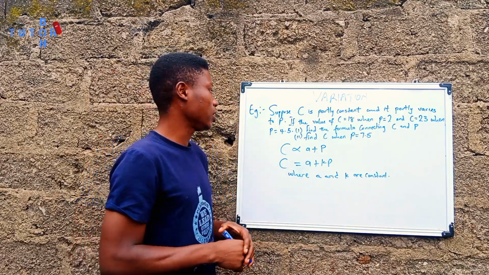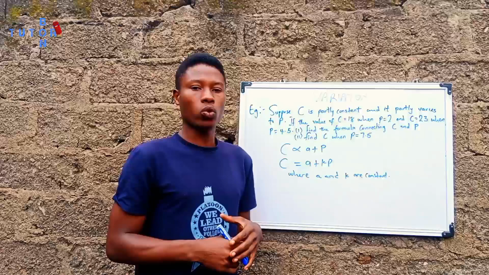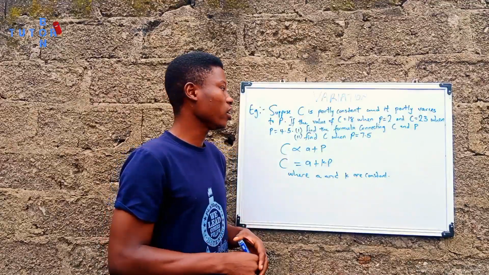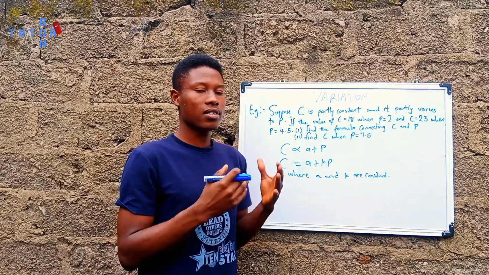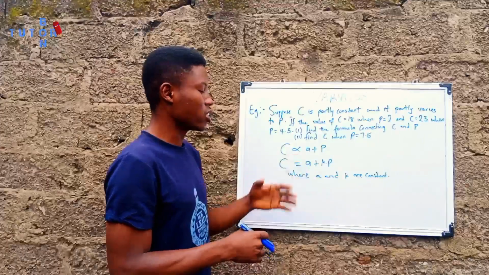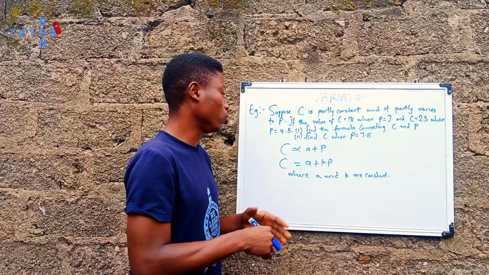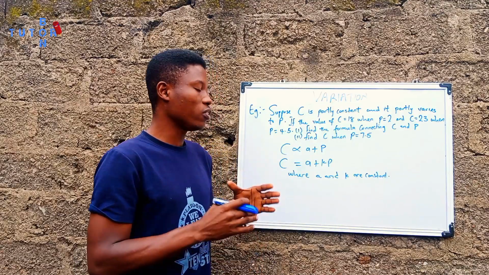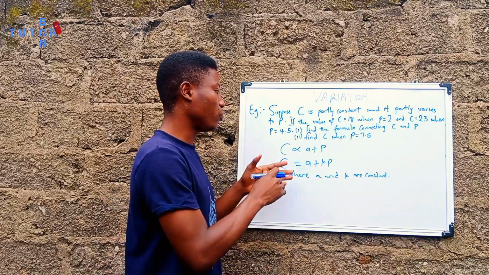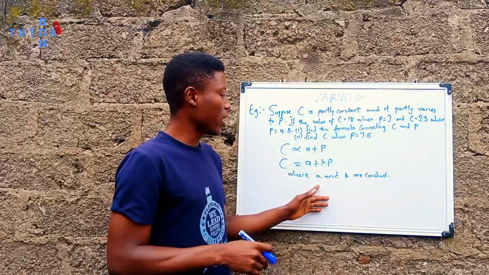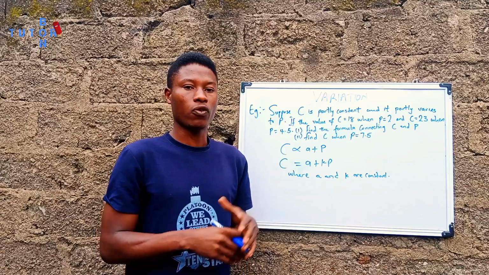The question now moves forward and says, if the value of C equals 18 when P equals 2 and C equals 23 when P equals 4.5, find the formula connecting C and P. Truly, this is an expression connecting C and P, but we have a lot of undefined and unknown variables there, which means we have to define the constant first before we can call it an equation. So the next thing to do now is to define the equation by getting the value for A and K, which are the constants.